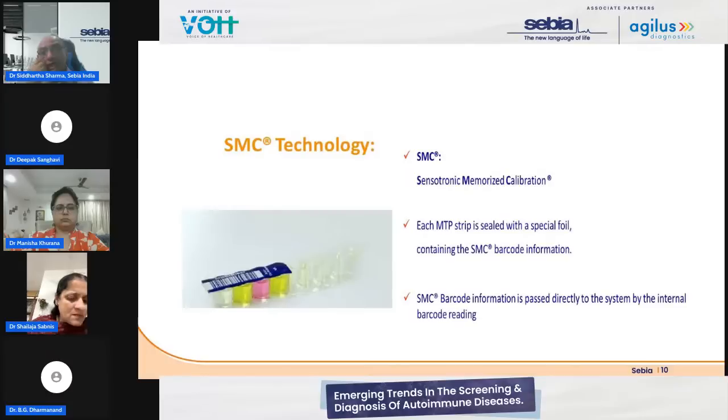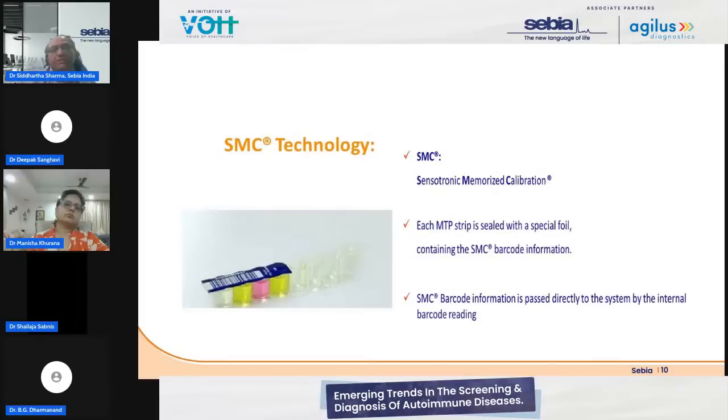To overcome that, this strip has barcoded information, which is called sensortronic memorized calibration. This strip is sealed with a special foil containing the barcode information, and the barcode information is passed directly to the system by the internal barcode reader on the instrument. The instrument reads the information displayed on the barcode and subsequently processes the samples and the calibration curves.